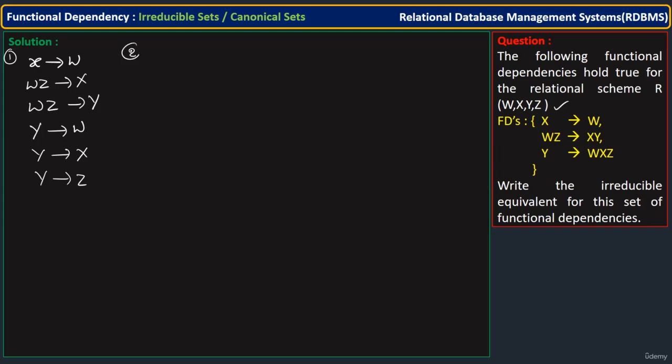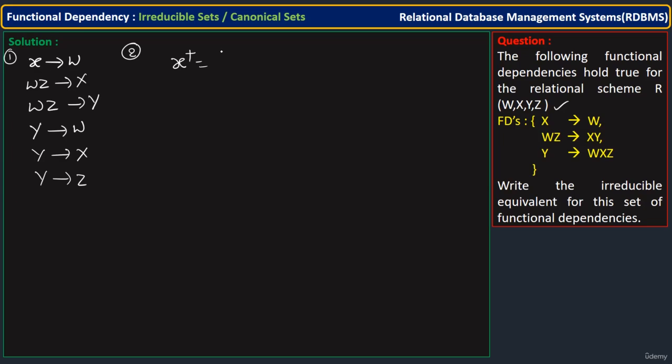In step two, we take every FD and find out whether it is essential or not. If it is essential, we will keep it. If it is not essential, then we will simply remove it, eliminate it from the set. For that, let us find the X closure. From the remaining, if I am able to generate W, then you can eliminate it.